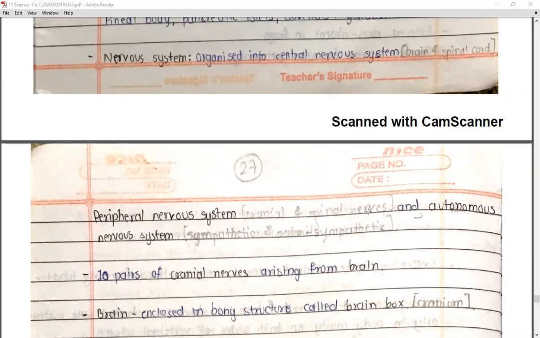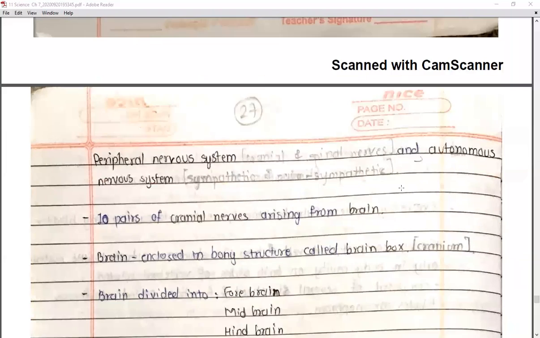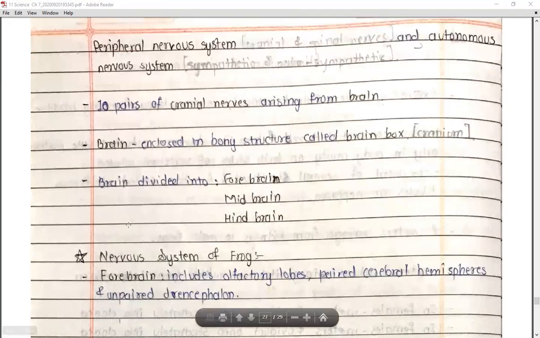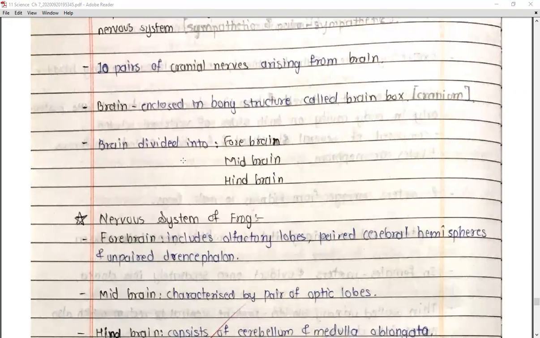The third type of system is the autonomous nervous system, in which the sympathetic and parasympathetic systems run. That means the reflex action and the reflex arc which take place all come under the autonomous nervous system. Now there are 10 pairs of cranial nerves arising from the brain. This can be asked in an MCQ, how many cranial nerves arise from the brain in the frog. So that is 10 pairs.